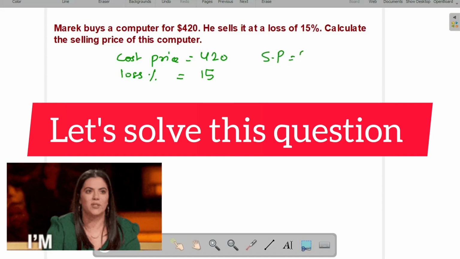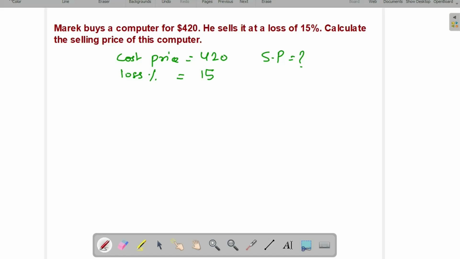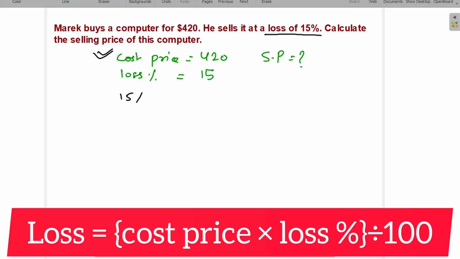We have to identify what is the selling price of this computer. So first thing is, loss percent is given, right? So loss on what? Always when we calculate loss percent or profit percent, it is always going to be on the cost price. Whatever the cost price, for that he is going to sell it at a loss. So that means we have to find out 15% of 420. That is going to be the loss.